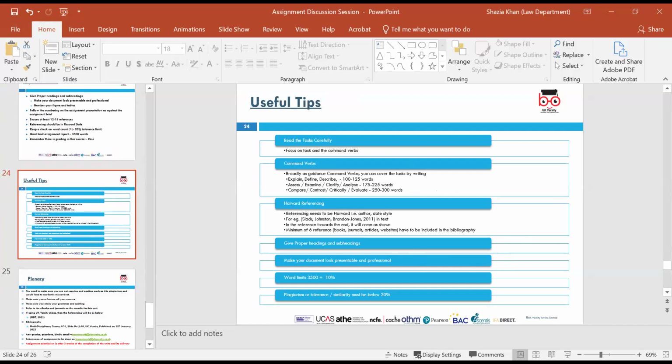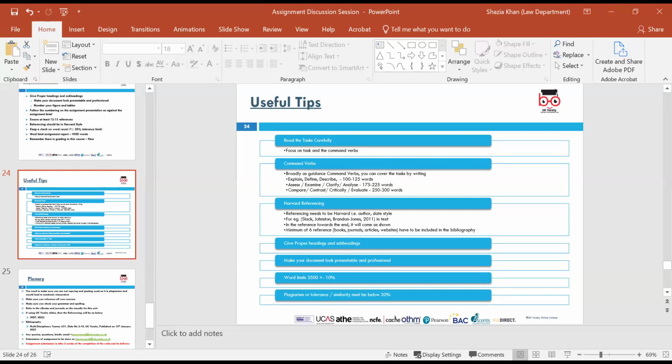Useful tips, read the task carefully. Make sure you are focusing on what the tasks are asking you and the command verbs. Broadly, as guidance on command verbs, you can cover the task by writing: explain, define, describe, 100 to 125 words. Assess, examine, clarify, analyse, 175 to 225 words. Compare, contrast, critically evaluate, 250 to 300 words.